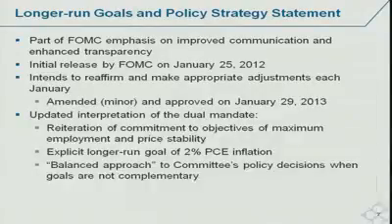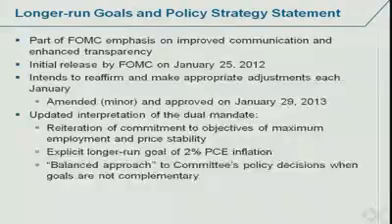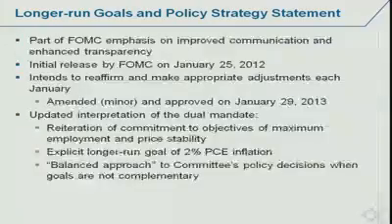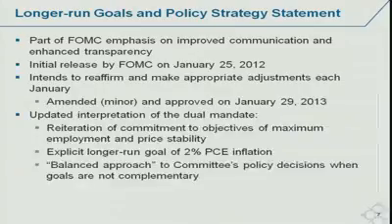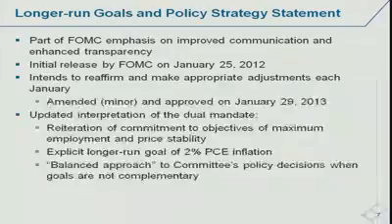Now, this is a new item that was introduced a little over a year ago. I want to spend a little bit of time on it. It's called the Longrun Goals and Policy Strategy Statement. It's part of the FOMC emphasis on improved communication and enhanced transparency. And to preview this a little bit, you can basically think of this statement as an updated interpretation of the dual mandate. It was introduced a little over a year ago on January 25, 2012. And it intends to reaffirm and make appropriate adjustments each January. In fact, it was recently amended and approved on January 29th.